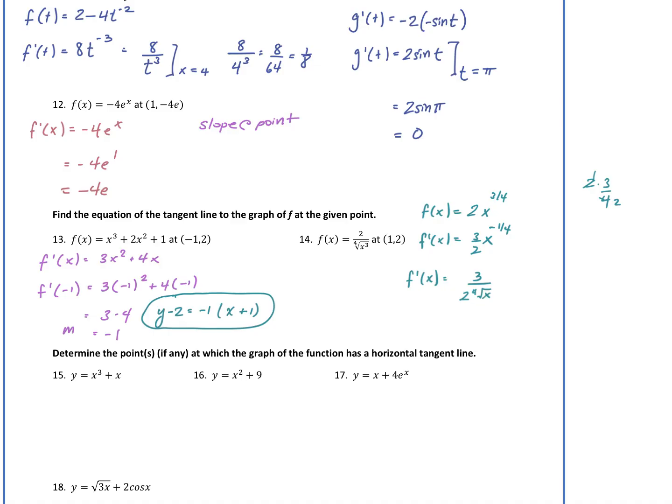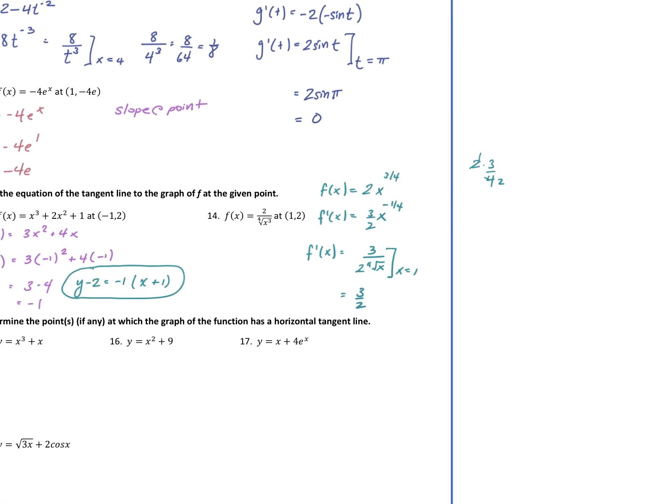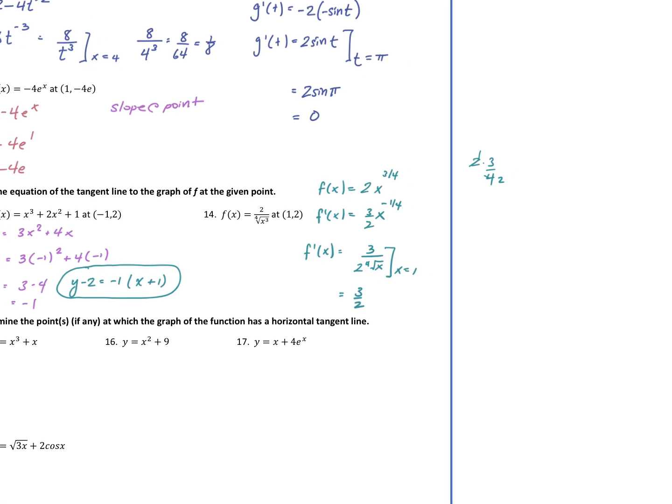We're going to do this at x equals 1. The bottom just becomes 2 times 1. We end up with 3 over 2. That's the slope. The equation of the tangent line will be y minus 2 equals 3 halves x minus 1.